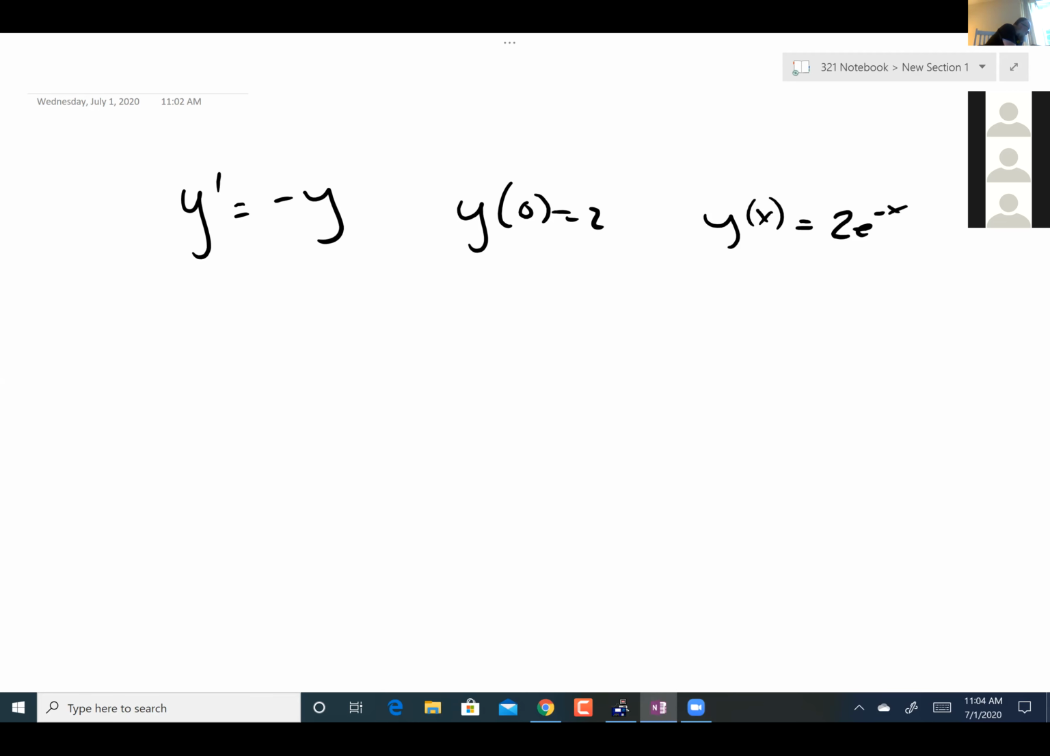y prime is negative y. y of 0 is 2. And then y of x is equal to 2e to the minus x. Okay? So we're going to apply Euler's method twice to approximate this solution on 0 to a half. The first step size being 0.25, then with step size being 0.1. Compare to 3 decimal places and then to the actual solution.